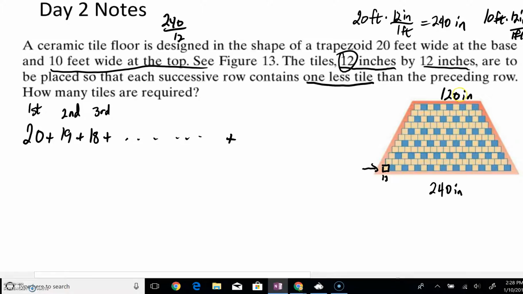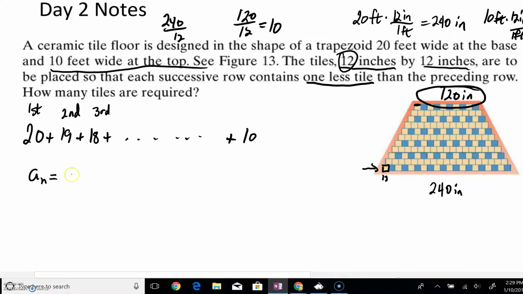And at the top, if we've got 120 inches of space, but each one of these tiles is 12 inches, take 120, divide by 12. You can see very quickly you have 10. So this is our last row. And we're going to be adding this up. So we can see very quickly what is really happening. We're going to be adding up a certain number of rows. You can wonder how many rows that really is.